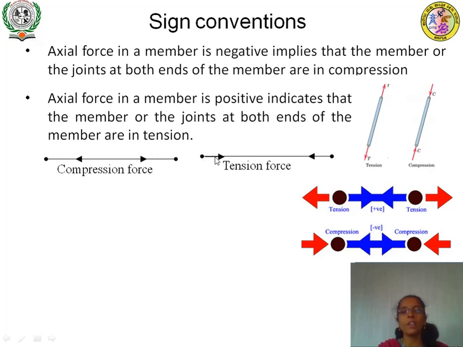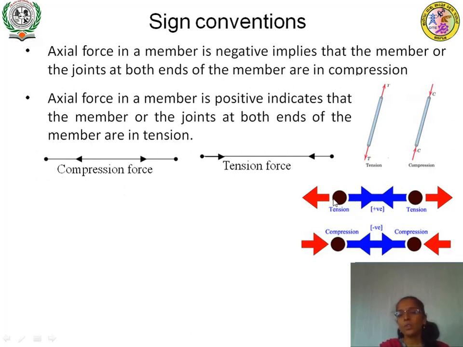Tensile means the arrow mark should always be away from the joint. So this is how you represent tensile force in a truss member. Similarly, compressive force means the joint will be under compression, therefore the arrow marks should be towards the joint. For tensile force, arrows are away from the joint, and for compressive force, towards the joint. This joint is under compression, and similarly this joint is under compression. This is how you represent compressive force in a truss member.